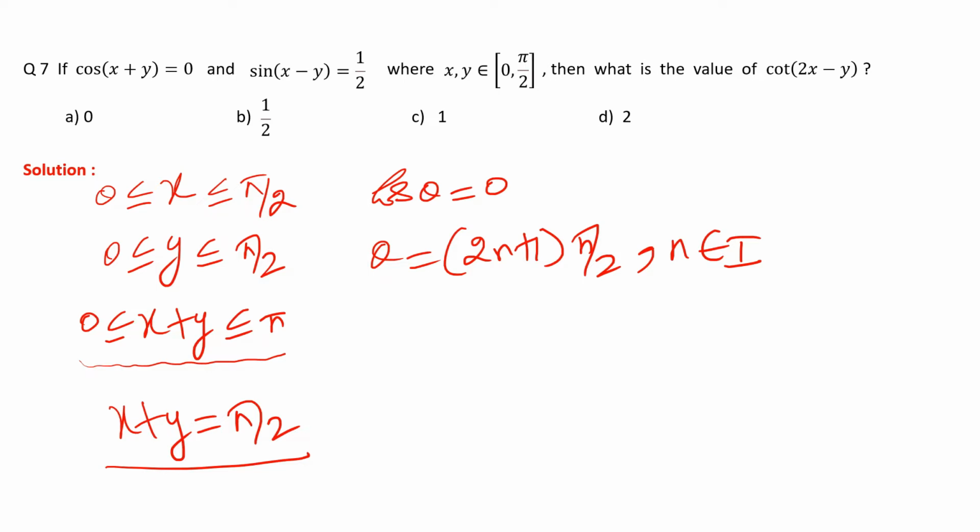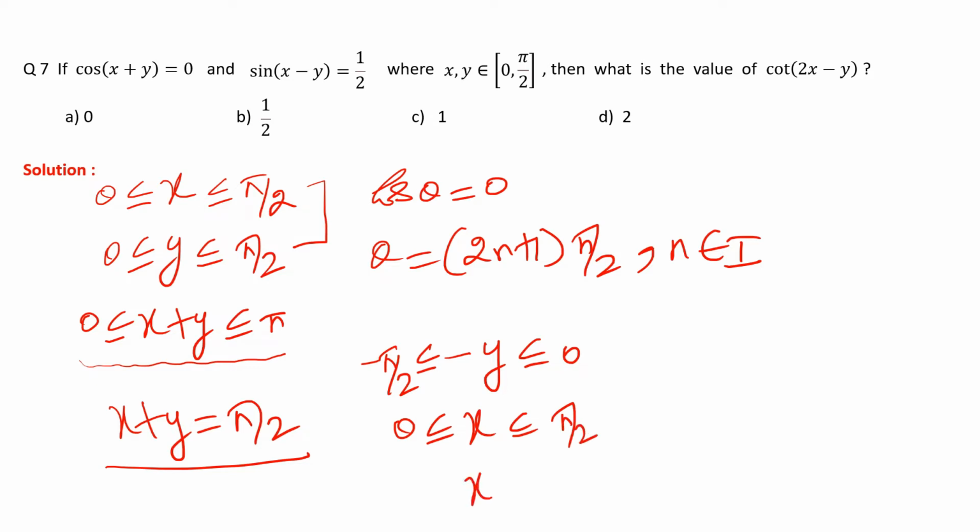Now to get the right interval for x minus y, we cannot subtract these two inequalities, because in linear inequalities we cannot subtract two inequalities. So first of all, I will get the interval for minus y. Minus y will obviously lie between closed minus pi by 2 to 0. Since x lies in closed 0 to pi by 2, now I will add both of them to get the interval for x minus y as closed minus pi by 2 to pi by 2.